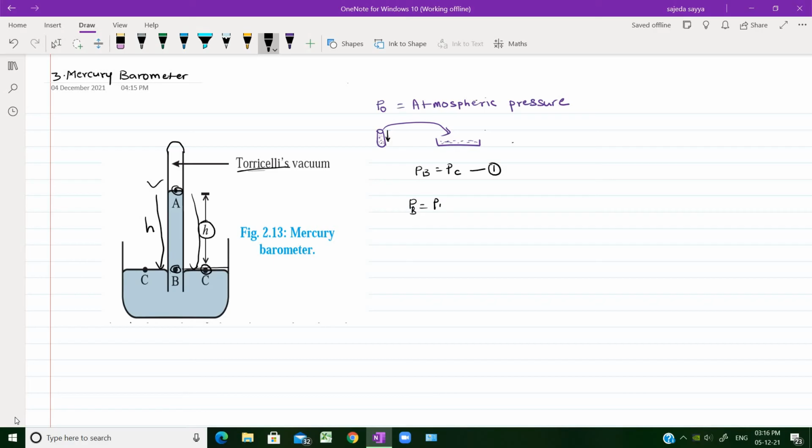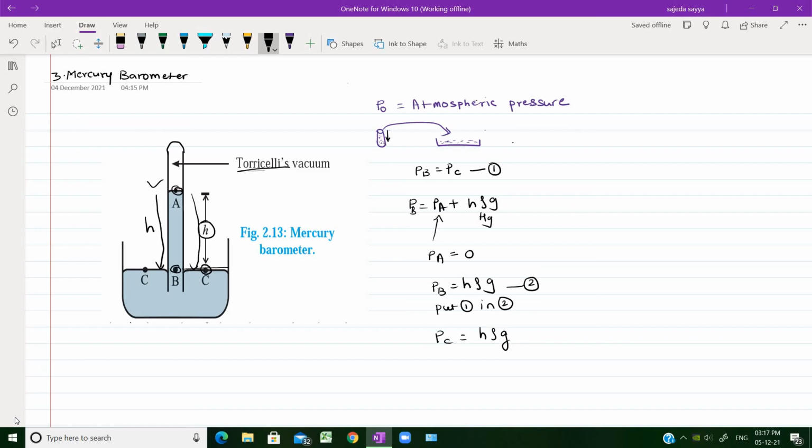So it can be written as Pa plus h rho g, where rho is the density of mercury. As point A is in the vacuum, the pressure at point A is equal to 0. Therefore, substituting the pressure at point A as 0, the pressure at point B becomes h rho g. Let me number this as equation number 2. Put 1 in 2. On substituting 1 in 2, we get Pc is equal to h rho g.